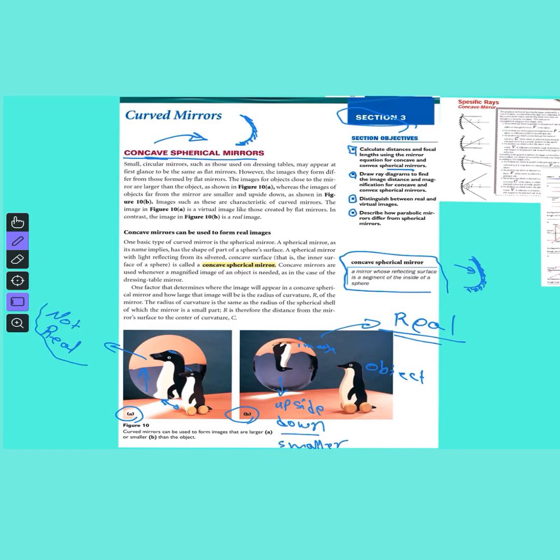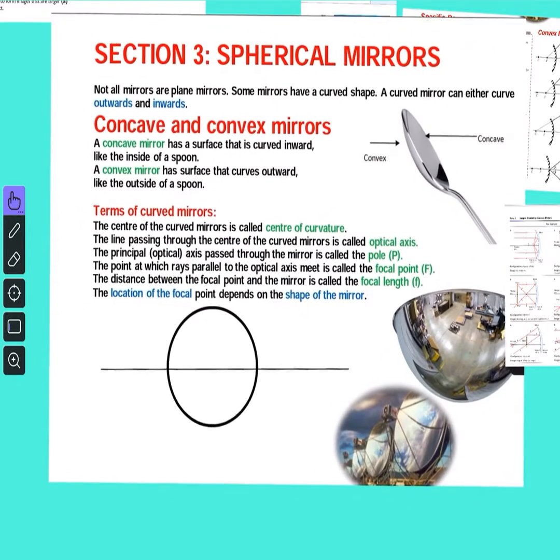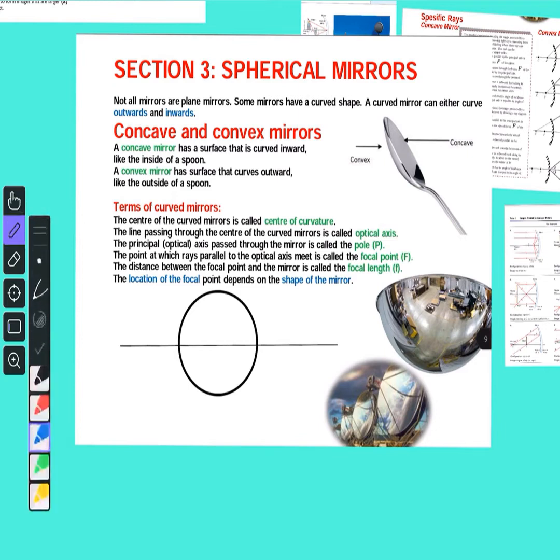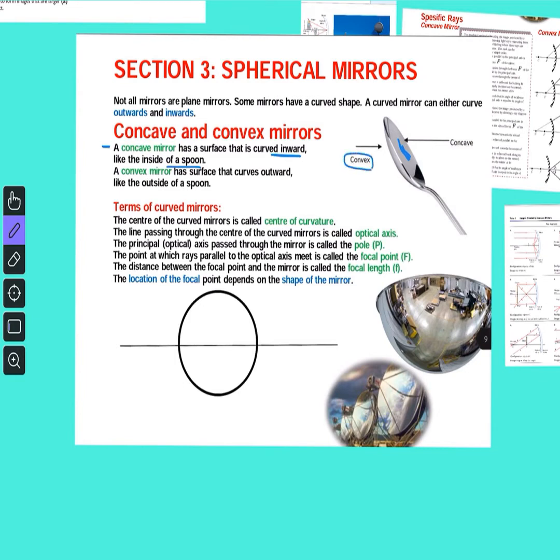Why is it not virtual? There are some mirrors. We said flat mirror, concave and convex mirror. We have the concave mirror and convex mirror. If you remember, the concave has a surface that curves inward, like the inside of the spoon. That's the concave, and the outside is the convex mirror. A convex mirror has a surface that curves outward. That's important. Inward is concave, outward is convex, and the outside of the spoon is a convex mirror.